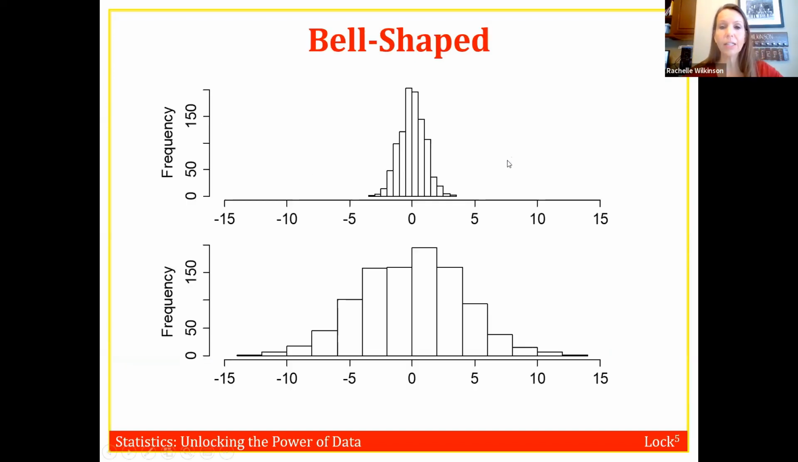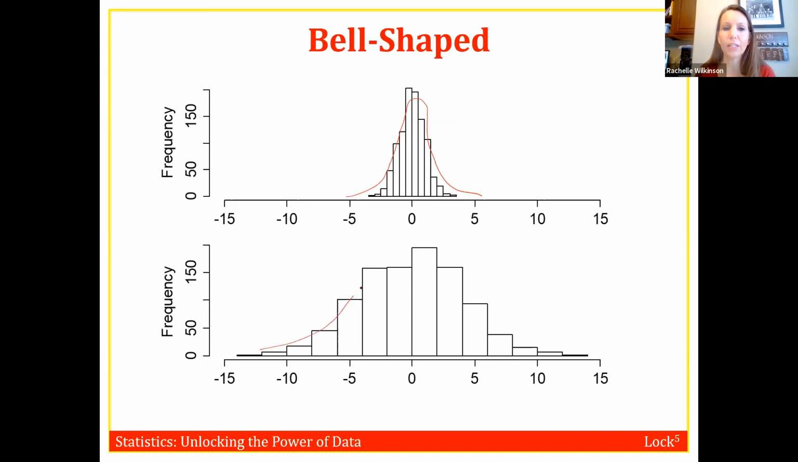All right, there is a special kind of symmetric that we give a special name to, and it's what we call bell-shaped symmetric. And something is bell-shaped symmetric if you kind of smoothed it out, if it looks like a bell.